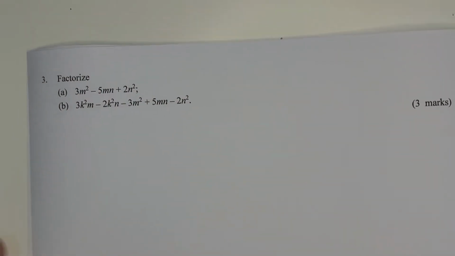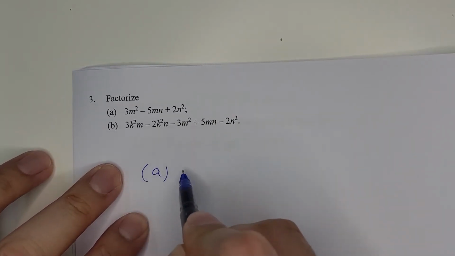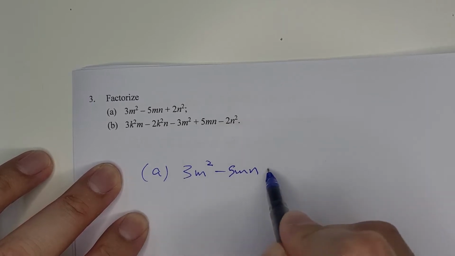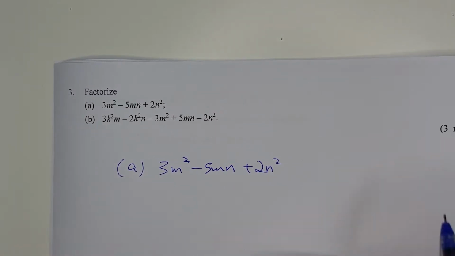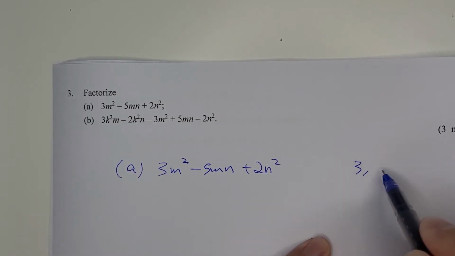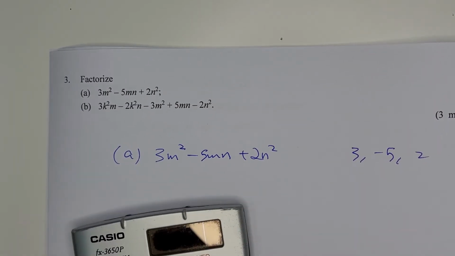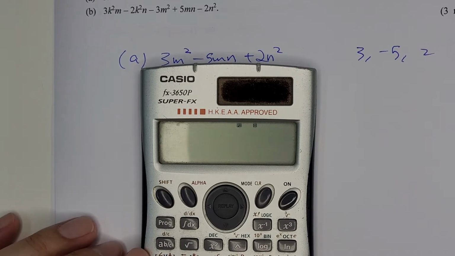In question number 3, you need to factorize these two expressions. So part A is quite straightforward. That is 3m squared minus 5mn plus 2n squared. Some of you may think, okay, let's use the formula in the calculator. Input 3, negative 5, 2.